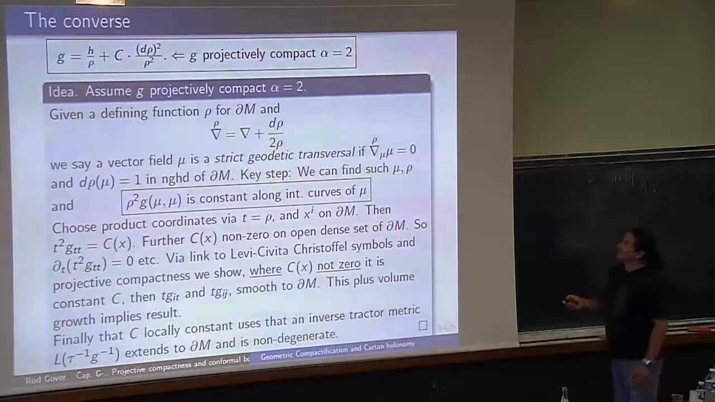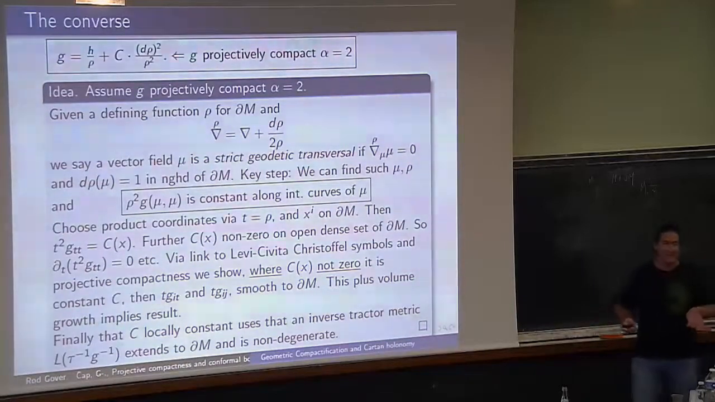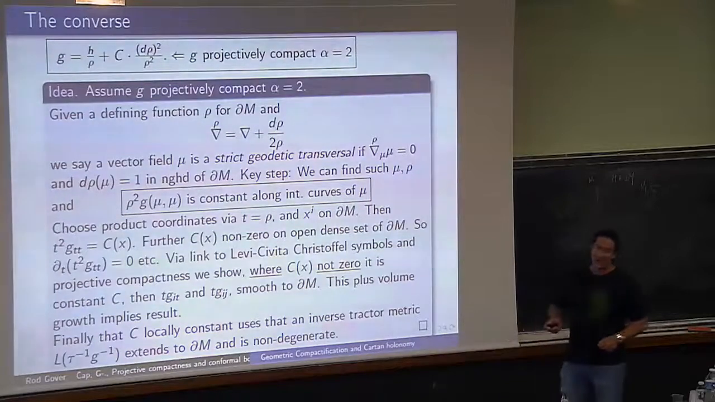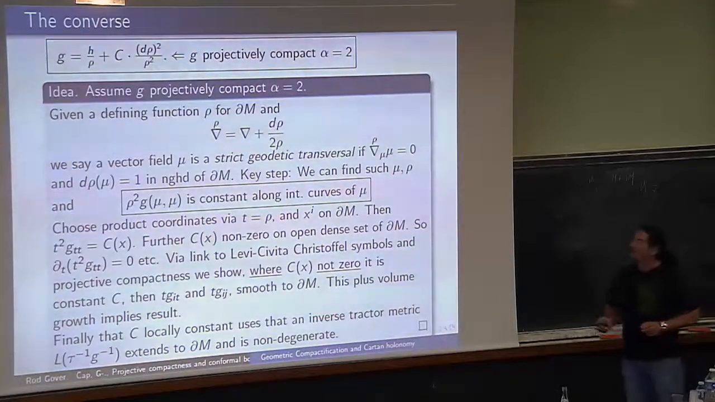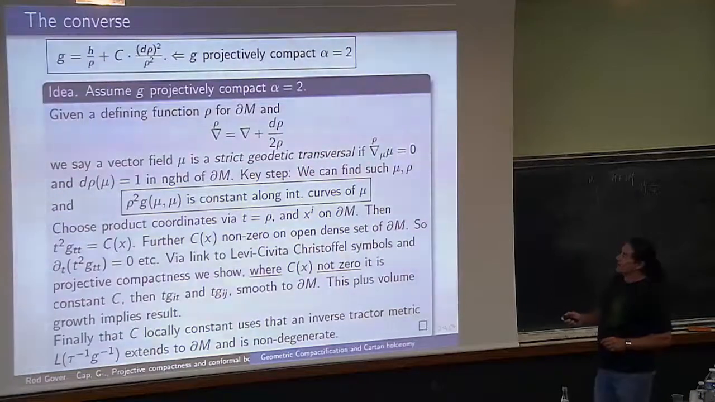So rho here is a defining function for the boundary. Well, you want to do a step like you would do in setting up Fermi coordinates. So you want to fire off geodesics orthogonal to the boundary and so on. But the problem is we don't have a metric along the boundary. So you're initially stuck. Nevertheless, that's the idea.